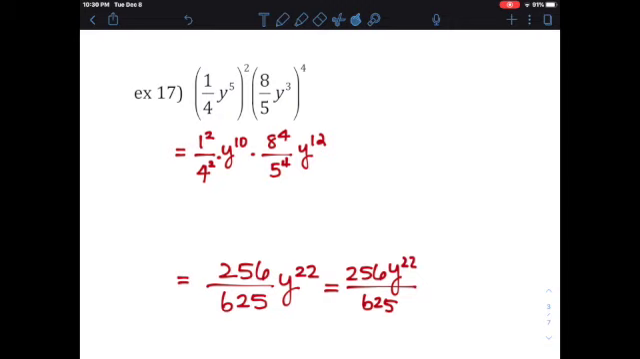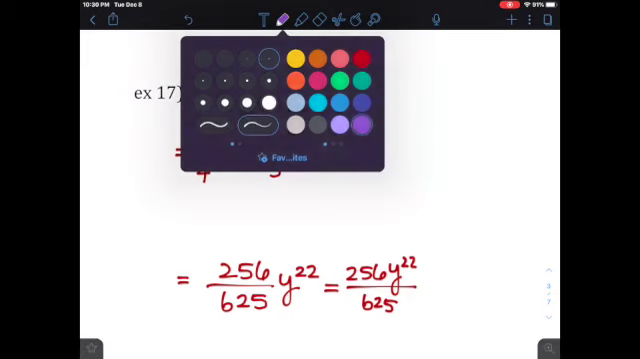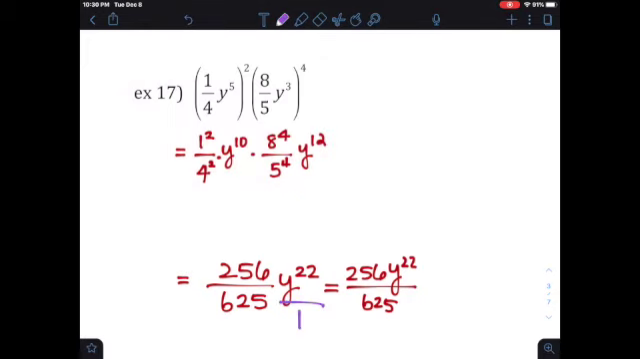The reason for that is literally it's kind of like y to the 22nd over 1. And because of that, the only thing you can do is stay on top. Okay, so if you put it on the bottom, it will be marked wrong.